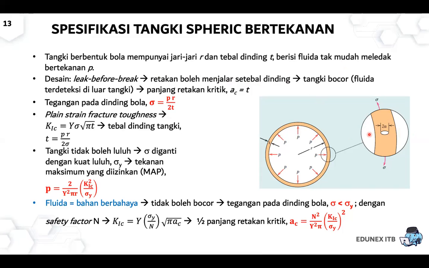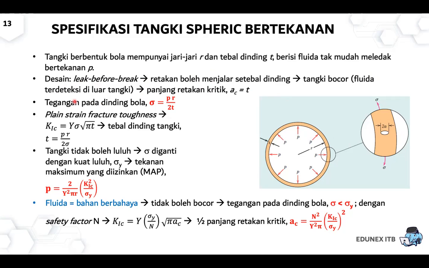And if it's leaking, the fluid can be detected outside. And after that, we can check and then maybe close the crack, maybe using welding or something. So this is the design leak before break. The crack may propagate the thickness of the wall. So that means we have to calculate that the critical crack would be T, which is the thickness of the tank.